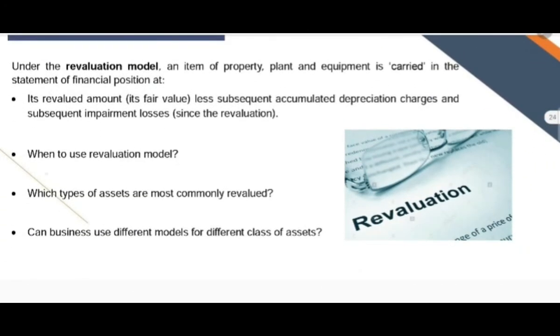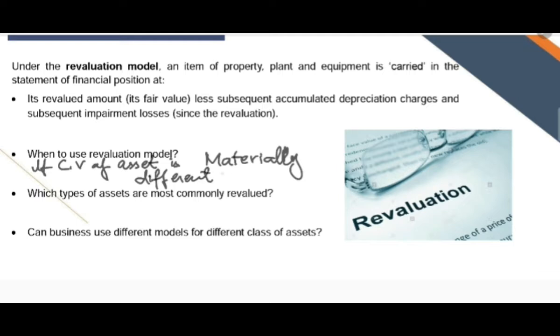So now question is when to use revaluation model. If the carrying value of asset is materially different from its fair value, then you should use revaluation model.